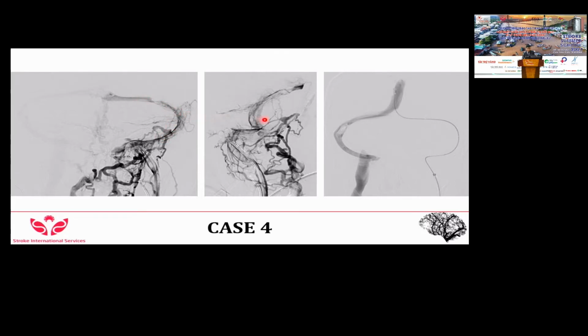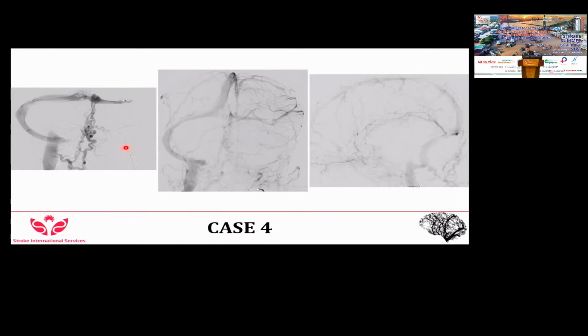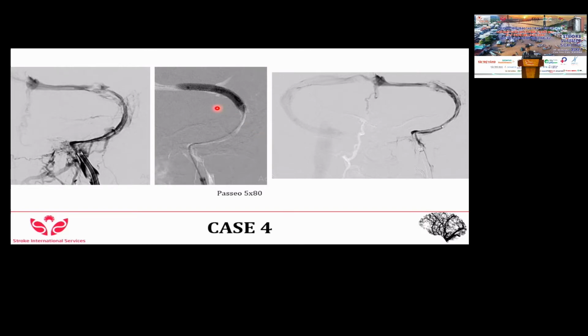So we can see here the clot is over the sigmoid and the lateral sinus. Then we decided to use a balloon to do PTCA. Post balloon, we can see the flow can go to the lateral sinus. You can see the point in the vein of Labbé. And then we decided to use a bigger balloon.